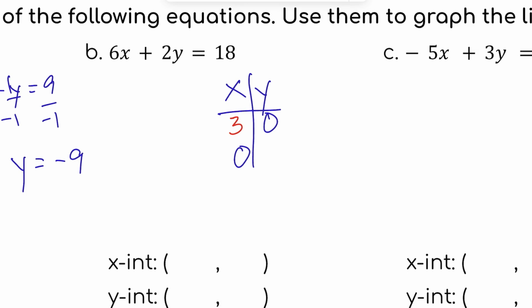So then I put the 0 in for x. 6 times 0 is 0, so it's gone. Just divide by 2 to find the y-intercept. Y equals 9. So actually, I can just leave that there.